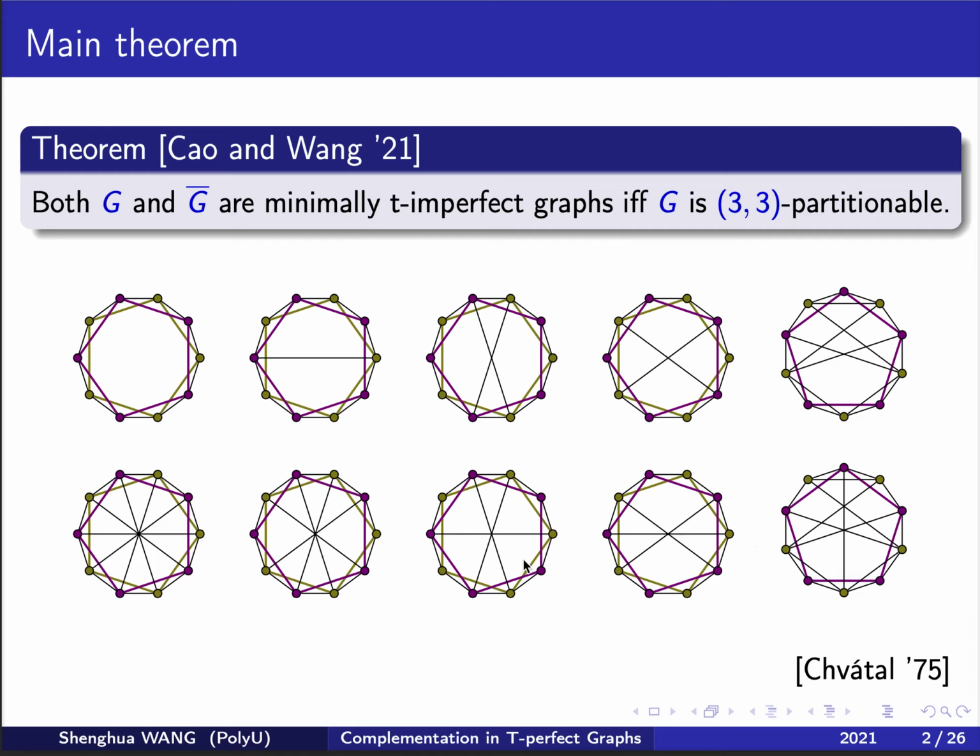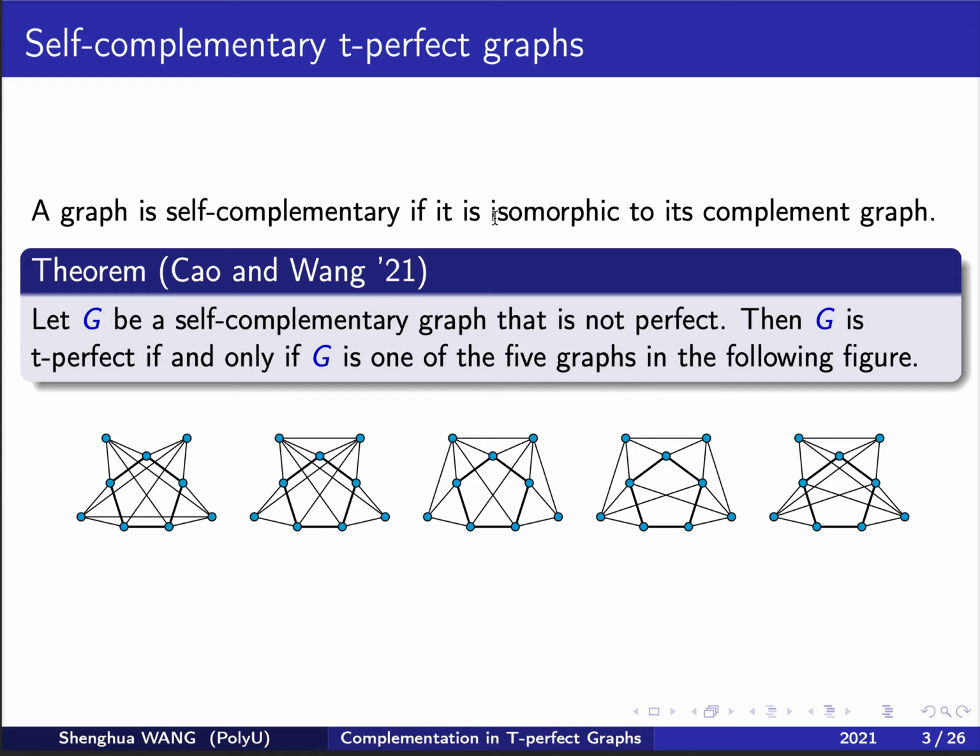If we look at these 10 graphs closely, we could find that the graph in the second row is just the complement of the graph in the first row. Therefore, every complement of a 3-3 partitionable graph is also minimally T-imperfect. And our results state that graph G and its complement are both minimally T-imperfect graphs if and only if the graph is one of these 10 3-3 partitionable graphs. Our second result is related to the self-complementary T-perfect graph.